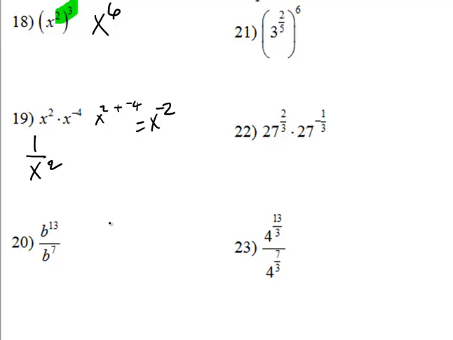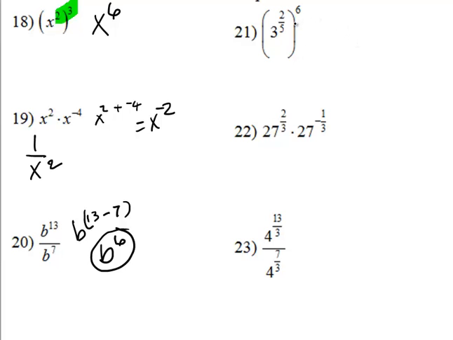And I know I'm racing through this, but you've already seen some of these, and I know you know how to do them. So here we have division. I'm going to find the difference in the exponents, so that's going to be b to the 13 minus 7. So we end up with b to the 6th, and that's not a negative exponent, so it's a whole number.